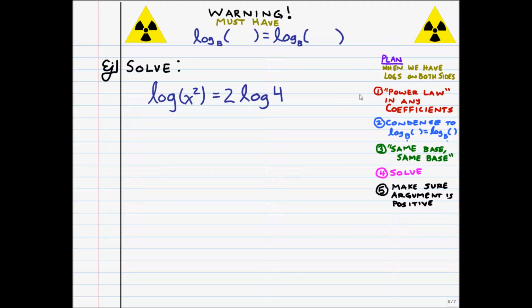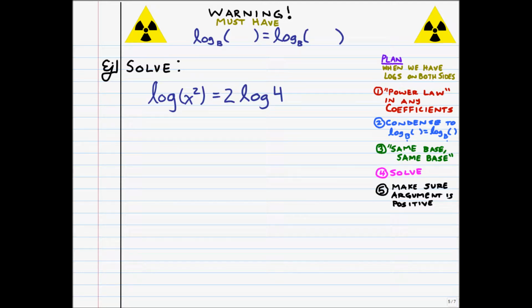Okay, so first step, let's do the first step right here. It says to use the power law. So we have to look and see, is there anything in front? Well, there's nothing in front of that log, but there's a 2 in front of that log, so that's the one to look at. We're going to take this guy, bring him, or her, I guess 2 could be either one, up into the equation. So what is that going to look like?